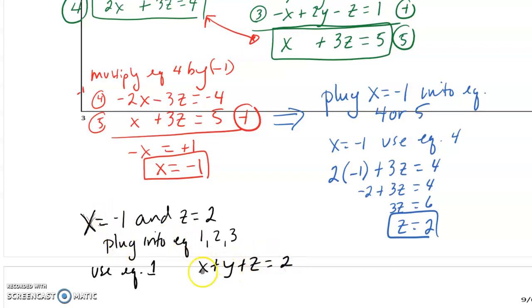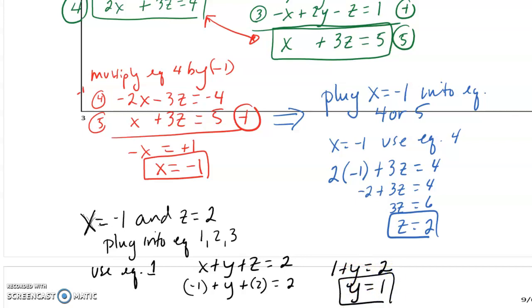So the equation is x plus y plus z equals 2. So if x is negative 1 and y is y and z is 2, when I combine like terms, I get 1 plus y equals 2, subtract 1, y equals 1. So these three planes meet at the point xyz, and it needs to be put in xyz form. So it would be negative 1, 1, 2.